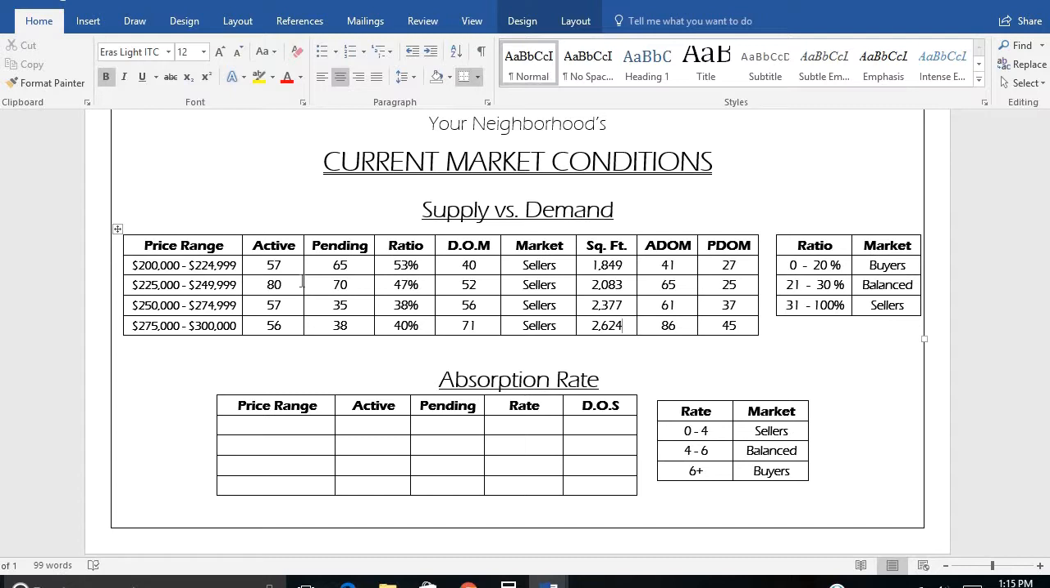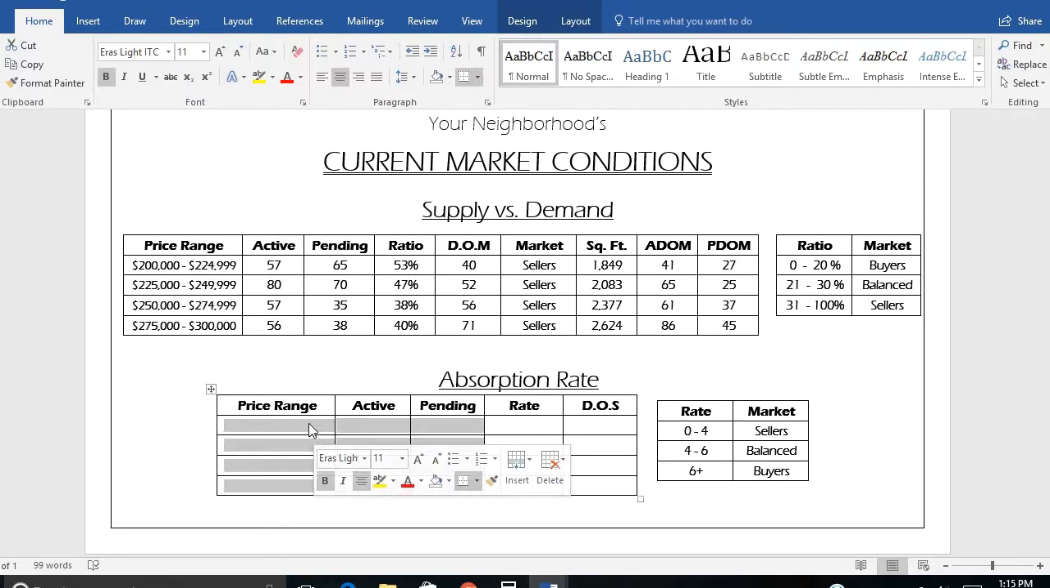Okay? All right. So absorption rate, this bottom section here, we're going to cheat, kind of, take all that data there, copy it, paste it right in. It's the same data.